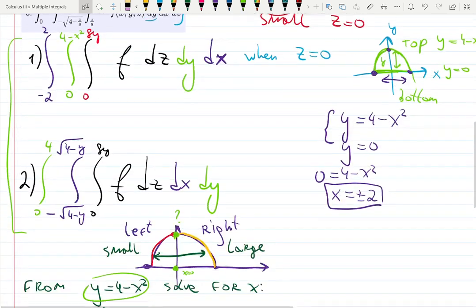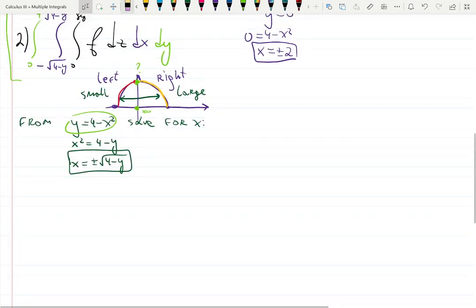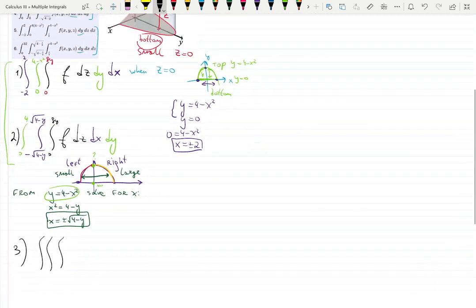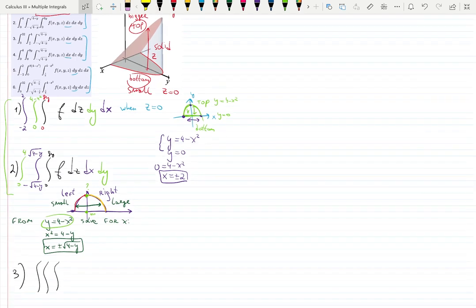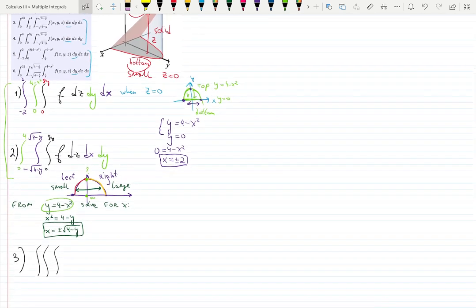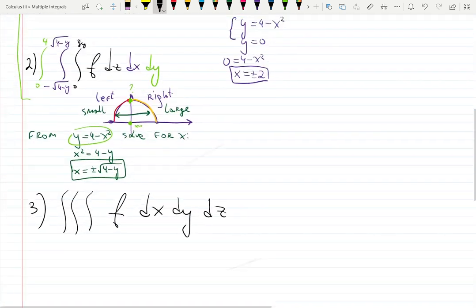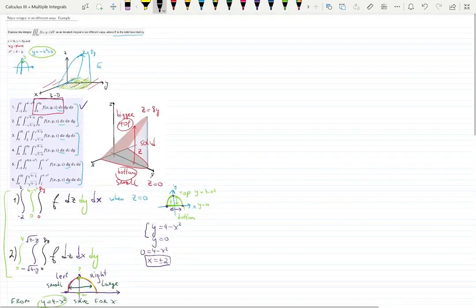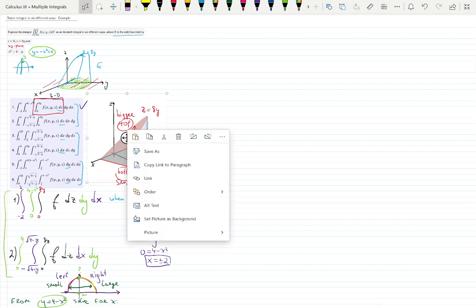Let's do number 3. Let's speed up a little bit. Number 3, integral, integral, integral. What did we choose for number 3? It's very random choice, so I want to stick to this notation. F. They chose dx, dy, dz. Okay, so now x will be in 3D. That's the idea. We're going back to the 3D picture.